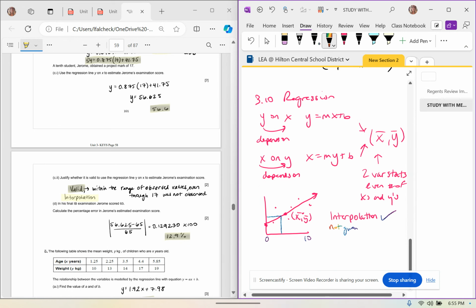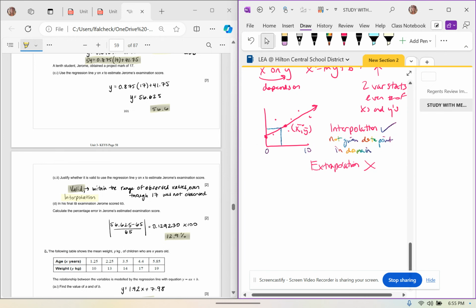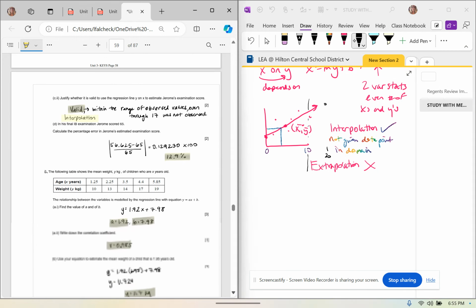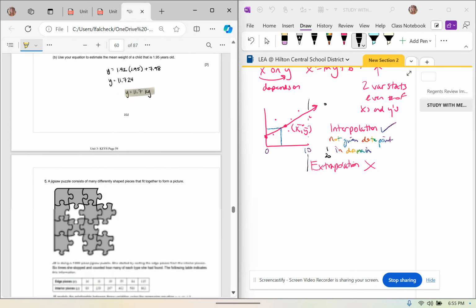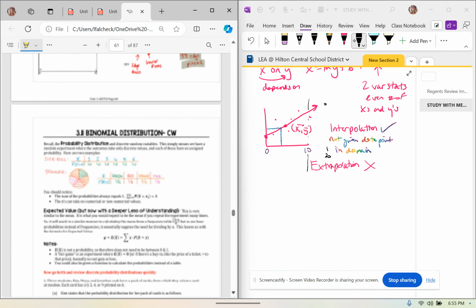Not a given data point, but in the domain. And then extrapolation: extra, outside of, no good. That is when you are testing a value that's like 20, but your model doesn't go all the way up to there. You only asked up to 10. So extrapolation is no good. Okay, still looking, looks good.